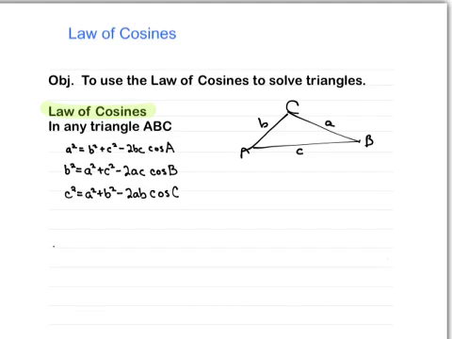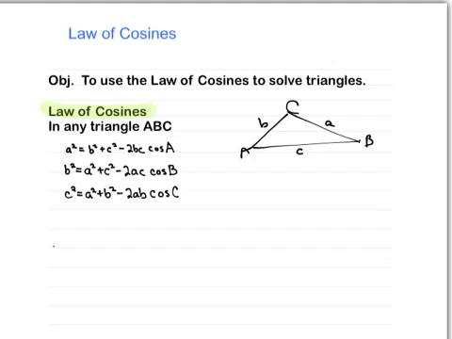In this lesson, we're going to learn about the law of cosines. When do we need to use the law of cosines? Well, you'll notice when you look at this formula, it's a little more complicated than the law of sines. So we like to use the law of sines as our first option, if possible. And if I can't use the law of sines, then I'm going to use the law of cosines. It really isn't as difficult as it looks.